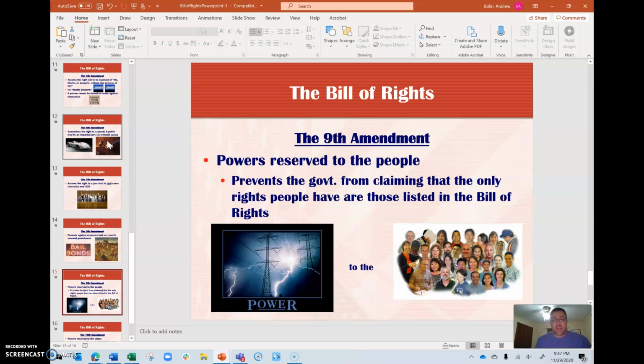Additionally, the Ninth Amendment is where it reserves the power to the people. This prevents the government from claiming that the only rights people have are those listed in the Bill of Rights. So again, it just means power to the people, which is represented by the images and diagram below. Again, all it means is just because it's not listed in the Constitution or in the Bill of Rights doesn't mean that you don't get the rights.